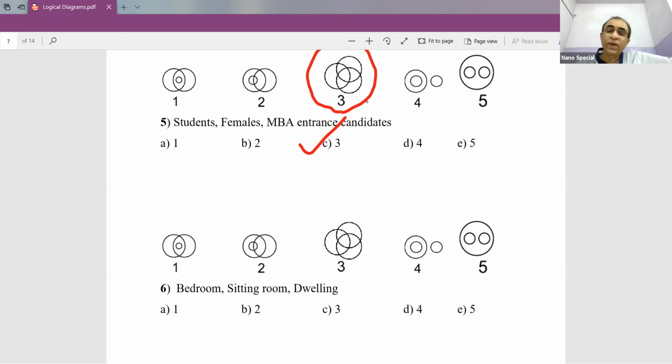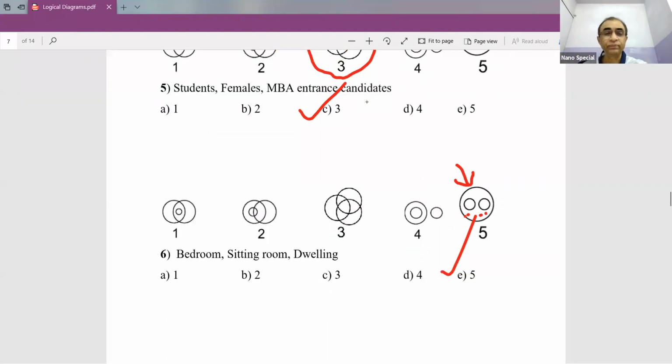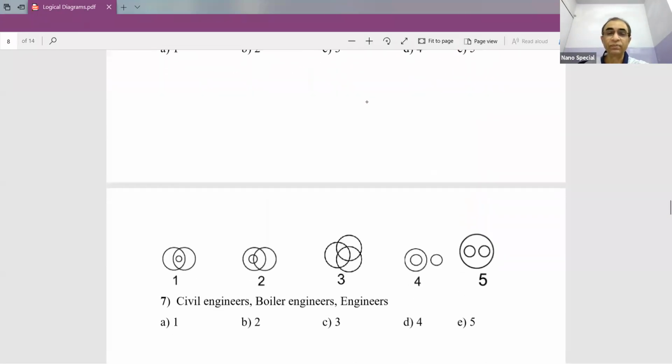Now, if you take a dwelling, dwelling means what? A place where you stay. Then bedroom and sitting room are two distinct rooms in a dwelling. So the answer is E. Okay, let's go on. Seventh one.